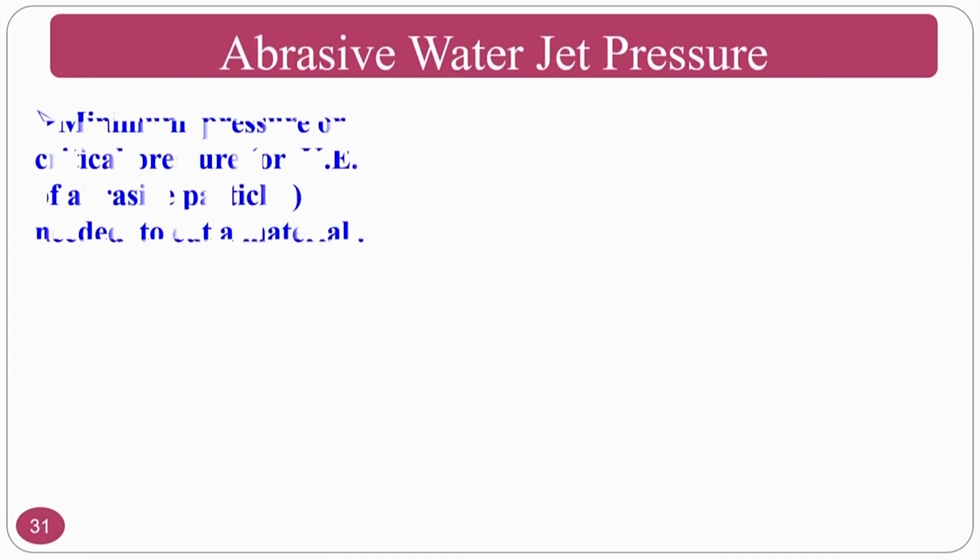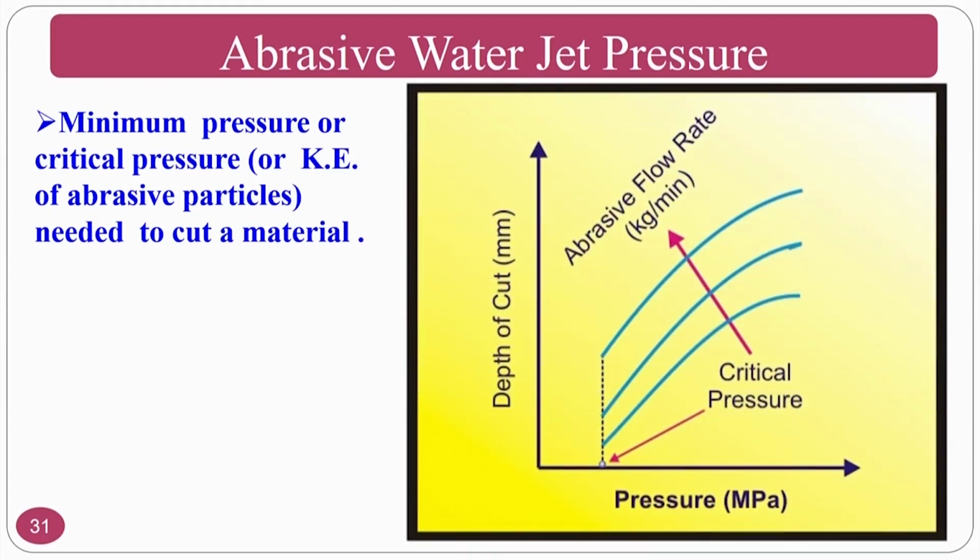So, abrasive water jet pressure, the minimum pressure, is nothing but the critical pressure. It is needed to start the cutting of the material. If you see the picture, this is the critical pressure. Critical pressure means the pressure beyond which the material starts to be cut. Here we have the abrasive water jet pressure and the depth of cut.